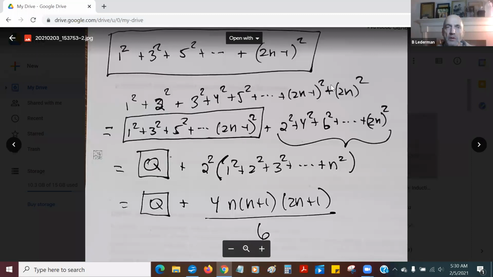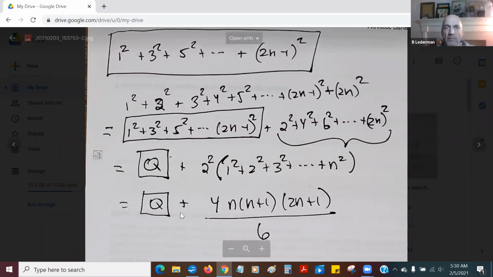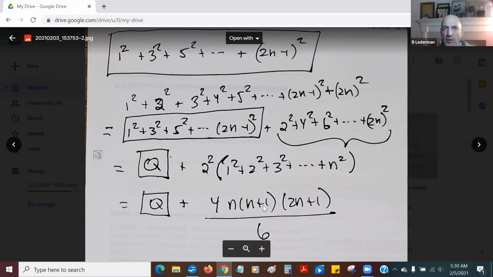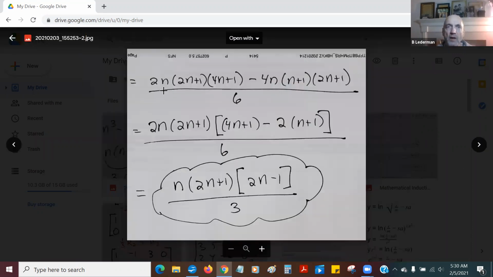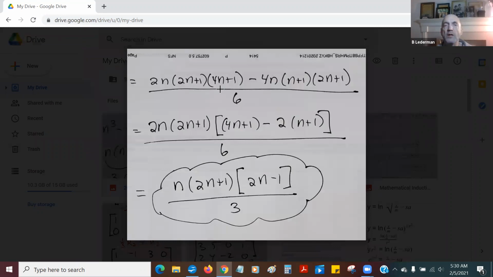Now I am going to write the explicit formula for this, but before I do that, I want to solve for Q. So Q, if I subtract this, bring it over to the other side, Q is going to equal this whole thing with up to 2n minus this fraction here. And that comes out to be, now here I have 2n times 2n plus 1, times 4n plus 1, which is the formula for squares, just plugging in 2n in place of n, over 6, minus 4 times n times n plus 1 times 2n plus 1, which is what I derived in the previous page.